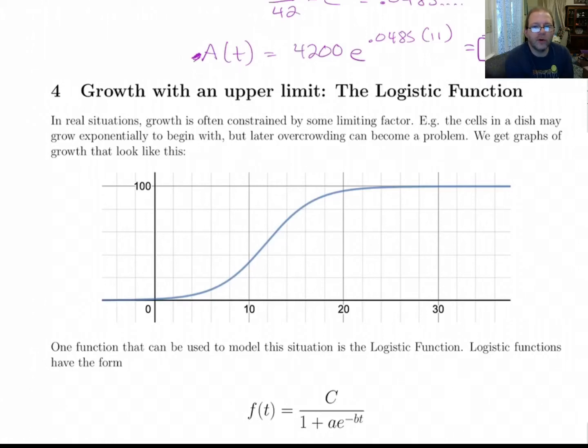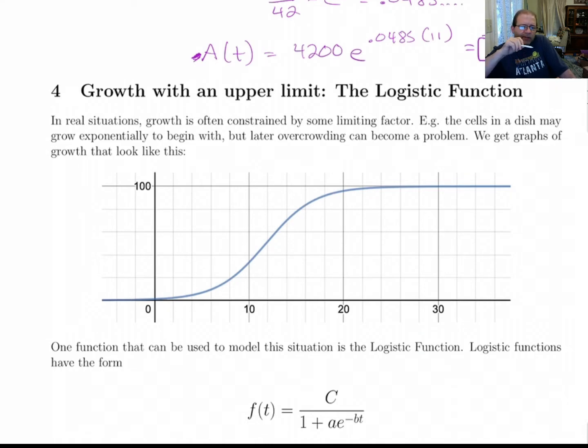Let's look at growth where you have an upper limit. In real situations, a lot of the time you'll have some sort of constraining factor that keeps the growth from taking off to infinity. The examples are cells in a petri dish. They'll grow exponentially to begin with, but later, overcrowding and competition for food, things like that, will become a problem, and we wind up having a limit on the growth.